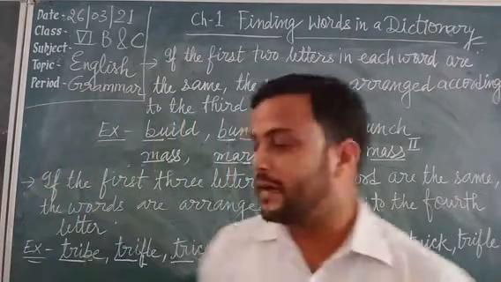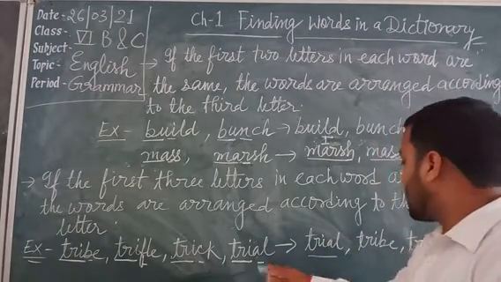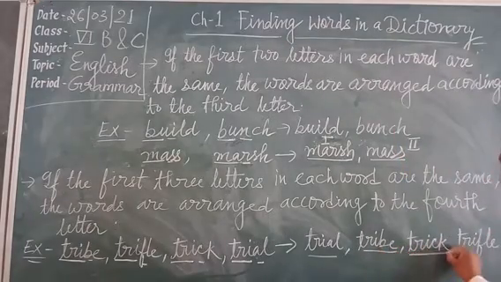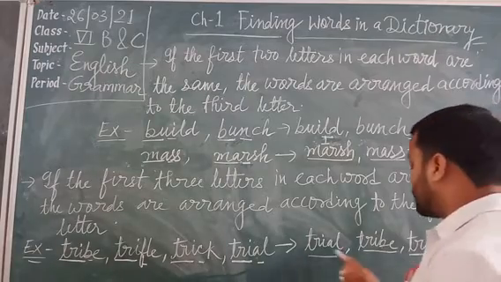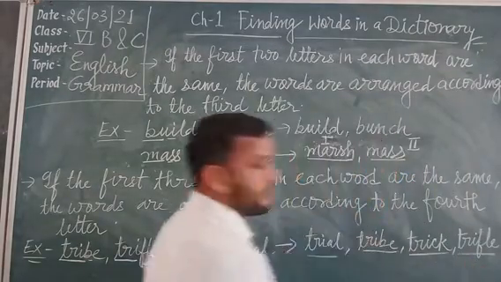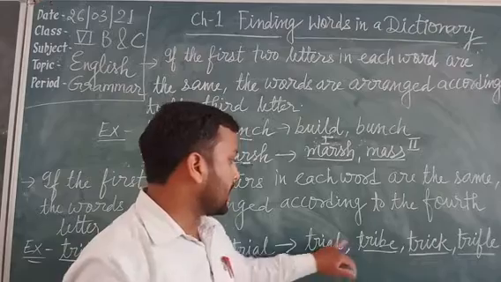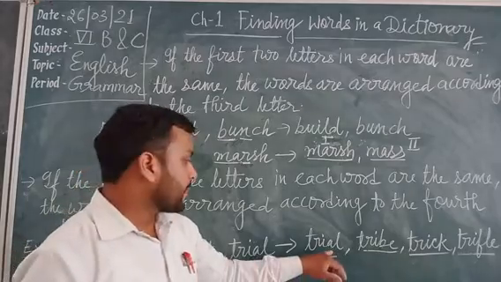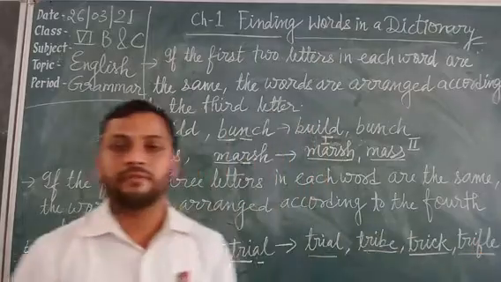So what will be the alphabetical order of these words? Trial. A comes first, after that trib. B comes after A, trick. C comes after B, and after that triple. F comes after C. So trial, tribe, trick, and triple. These words have the first three letters the same, TRI. So these words will be arranged according to the fourth letter, and the fourth letters are A, B, C, and then F.